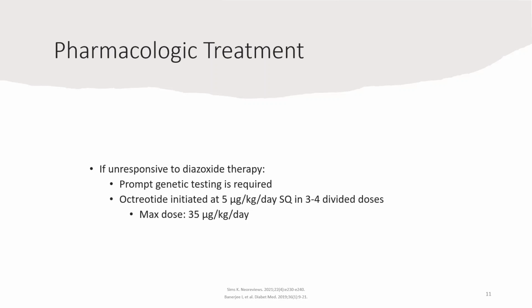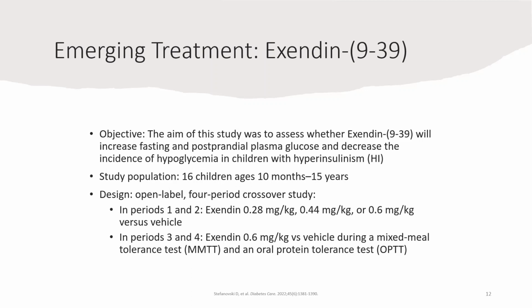In the case that the patient is not responding to diazoxide therapy, we have to do prompt genetic testing to find out which genes are actually being affected by CHI. And the second-line treatment that is usually started in these patients is octreotide at 5 microgram per kilo a day, given subcutaneously in 3 to 4 divided doses. And it can go as high as 35 microgram per kilo per day.